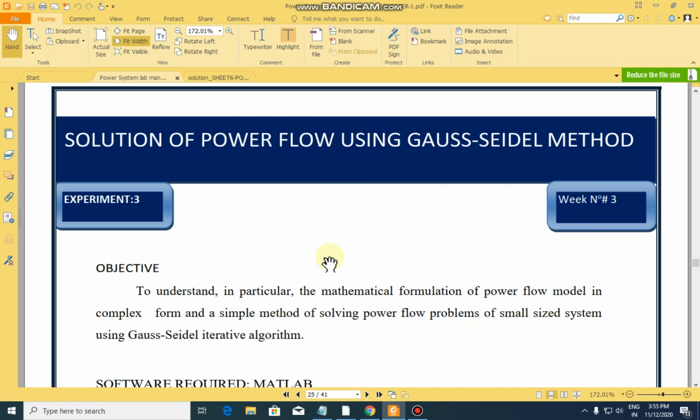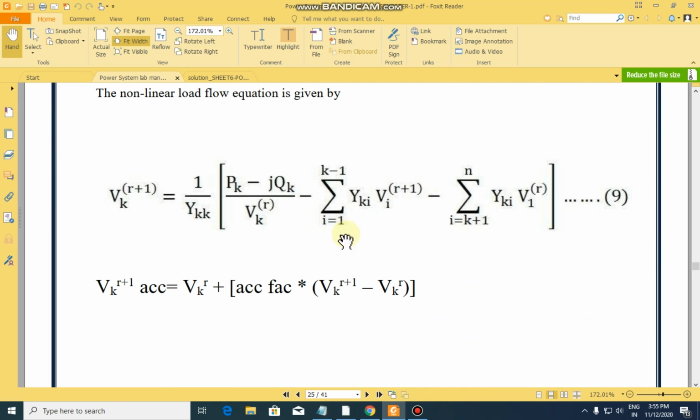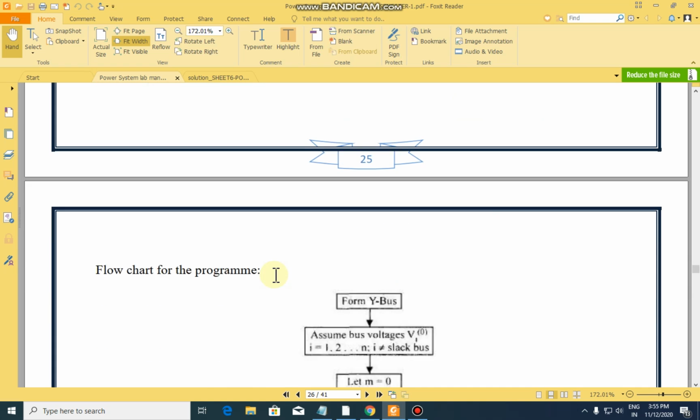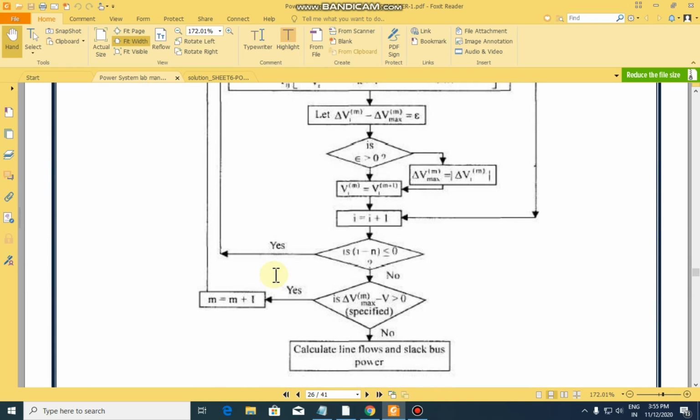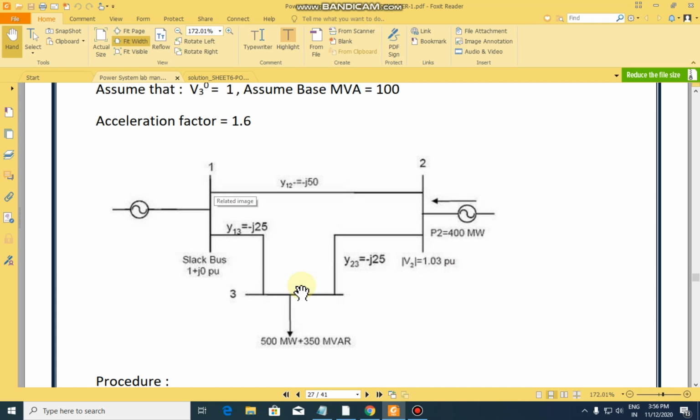Today we will see experiment 3 in our Power System Lab, that is the Gauss-Seidel method of power flow, and we will find different voltages and reactive power at different buses. The system which I am considering is a 3-bus system.